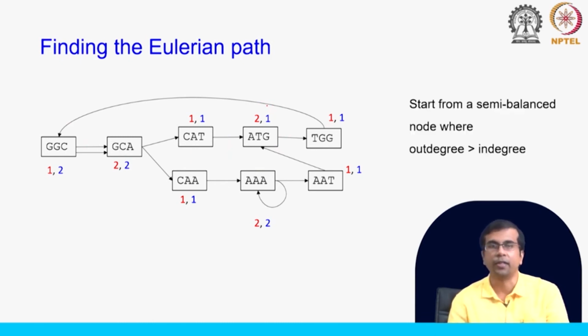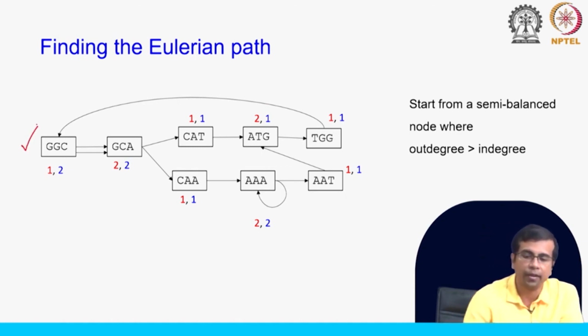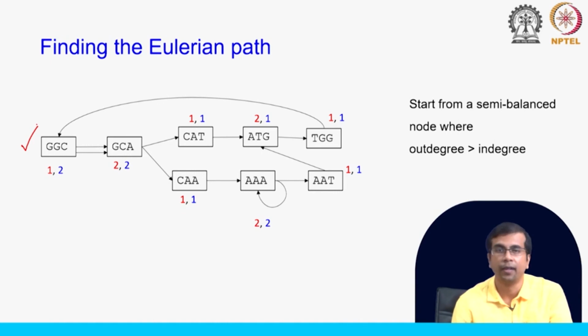Usually we start from a semi balanced node where out degree is greater than in degree, because that is where we will have an extra outgoing edge. In this case it is this node here, this is semi balanced, and its out degree is greater than its in degree. So, we start with this here, and as we traverse this edge, we are getting the reference sequence. Remember, each edge is a k-mer. So, that is the sequence.